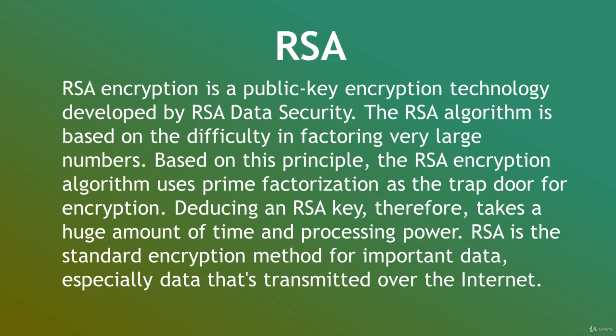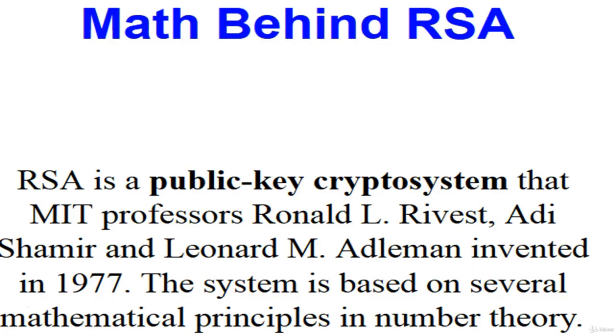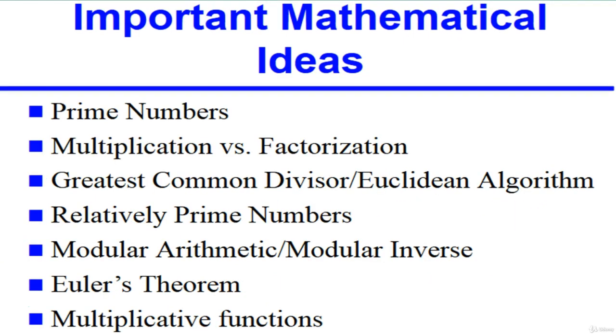Deducing an RSA key, therefore, takes a huge amount of time and processing power. RSA is the standard encryption method for important data, especially data that's transmitted over the internet. RSA is a public key crypto system that MIT professor Ron Rivest, Adi Shamir, and Leonard Adleman invented in 1977. The system is based on several mathematical principles in number theory.